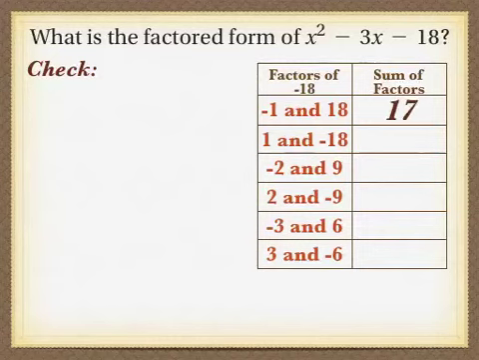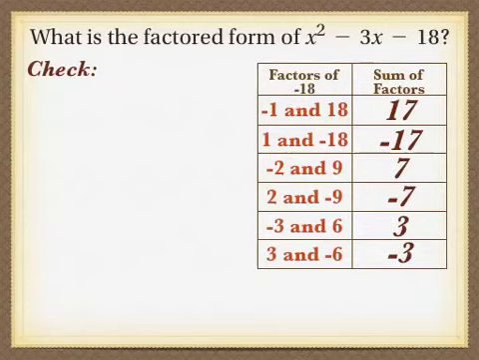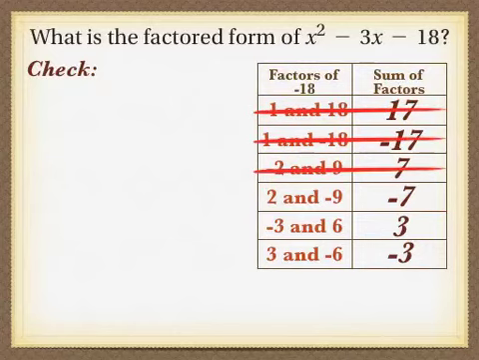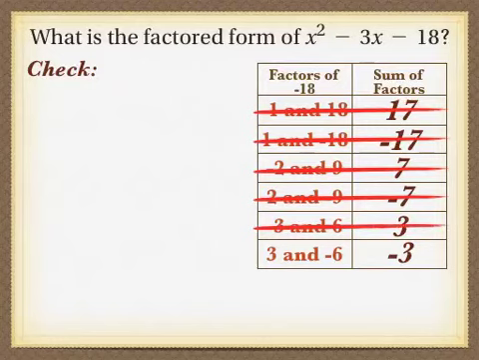-1 plus 18 is 17. I need them to add together to equal -3. 1 plus -18 is -17. -2 plus 9 is 7. 2 plus -9 is -7. -3 plus 6 is a +3. And 3 plus -6 is a -3. So the pair of factors that I need to use in this example are a +3 and a -6, because they multiply together to equal -18, and they have a sum of -3.